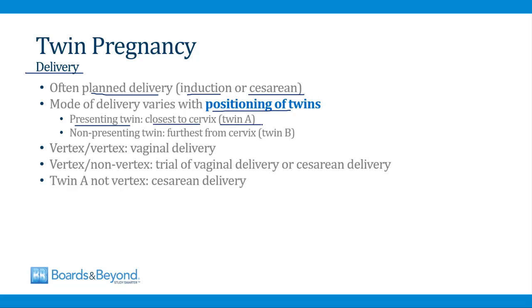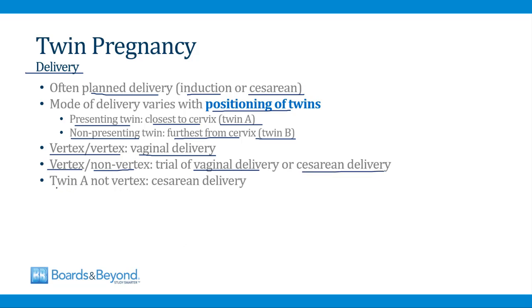It's also sometimes called twin A. The other twin is the non-presenting twin. This is the twin furthest from the cervix, also called twin B. So if twin A and twin B are both in the vertex position with the head down, then vaginal delivery is generally safe. If twin A is vertex but twin B is not vertex, then you can do a trial of vaginal delivery, or you can simply do a cesarean section.